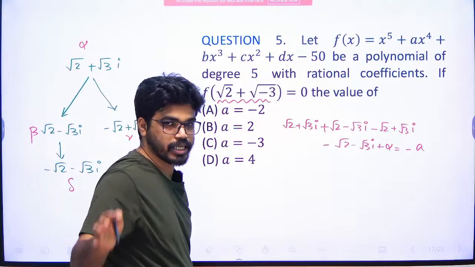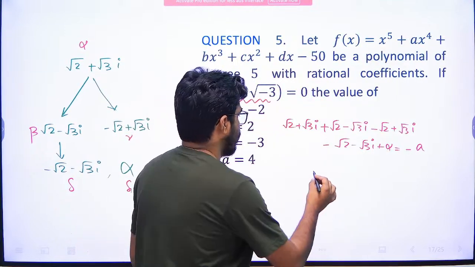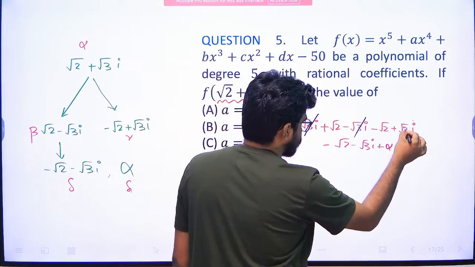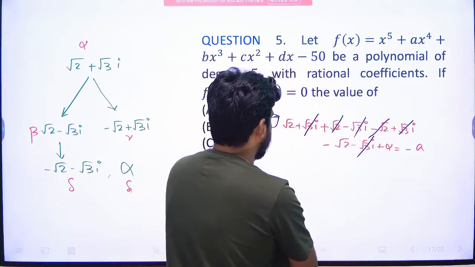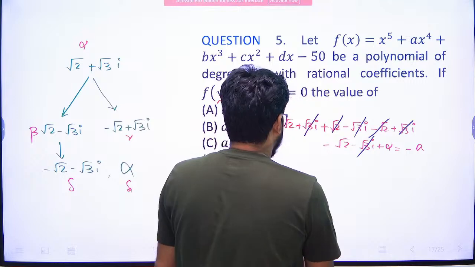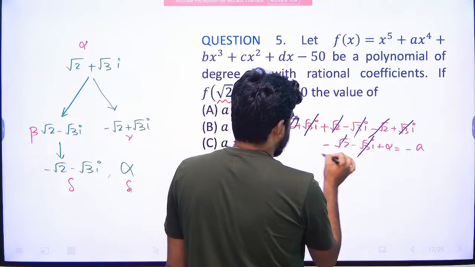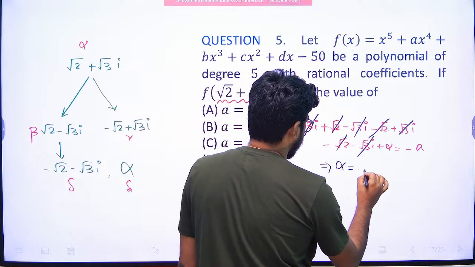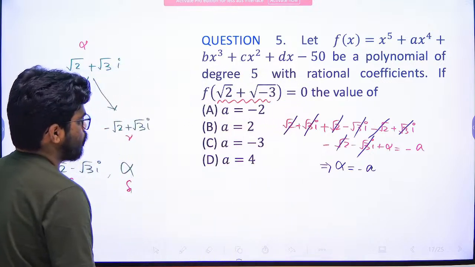The sum of the roots is minus the coefficient of x to the power 4 by the coefficient of x to the power 5. Plus root 3i minus root 3i cancel, minus root 3i plus root 3i cancel, plus root 2 minus root 2 cancel. Everything cancels. That means alpha is equal to minus a, okay.